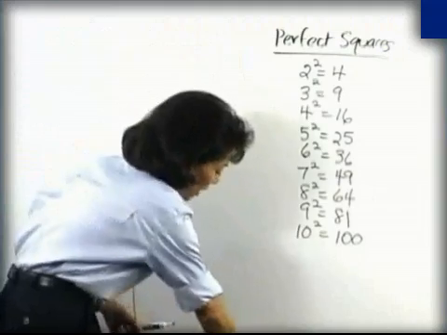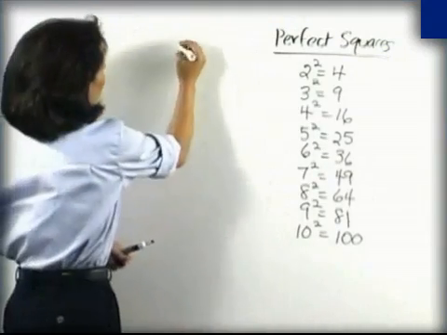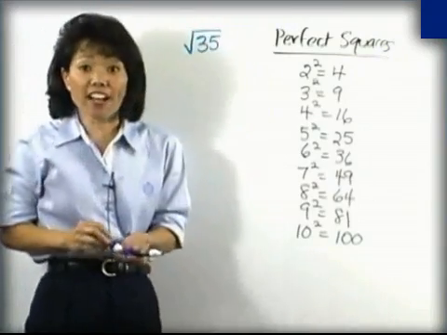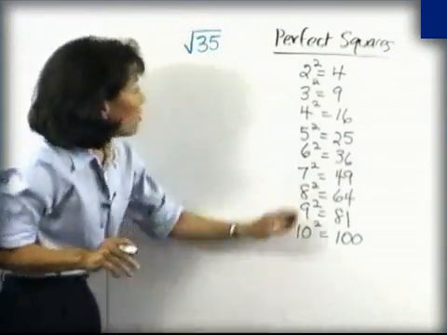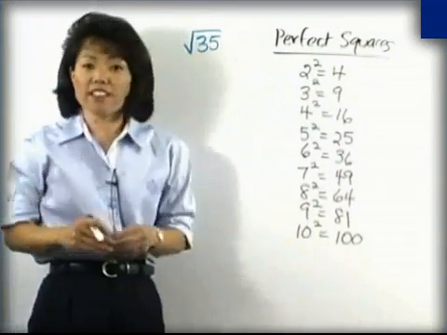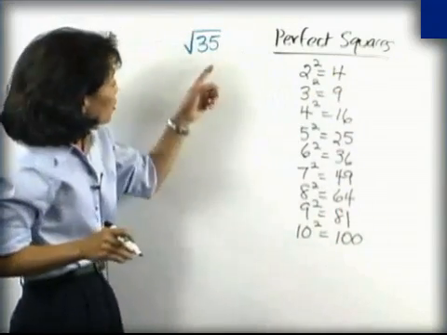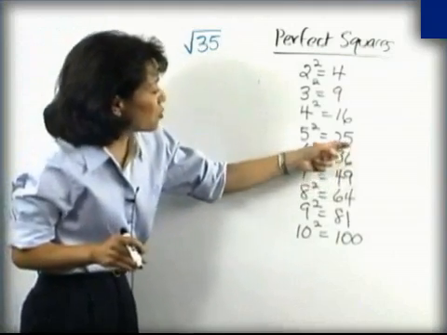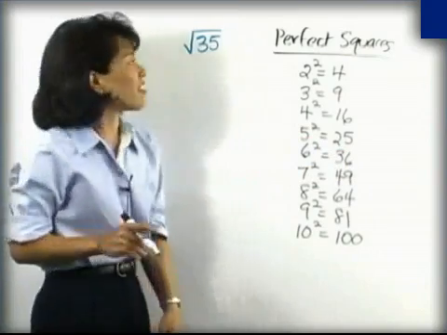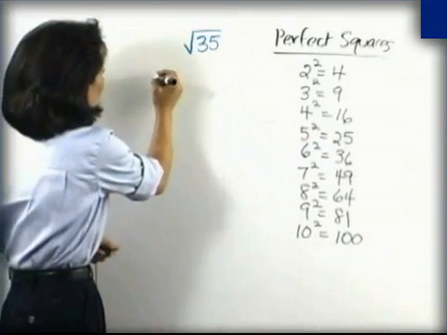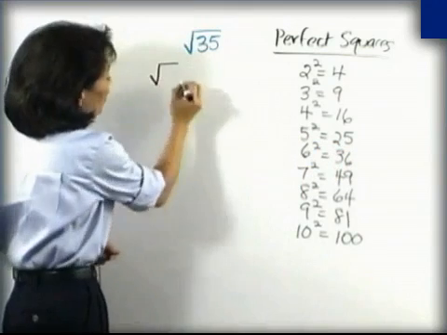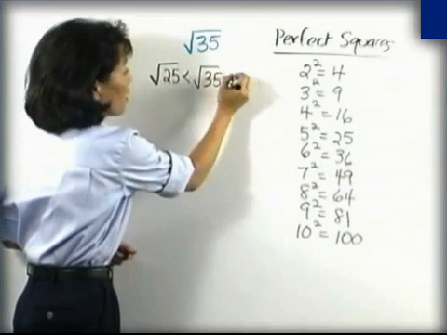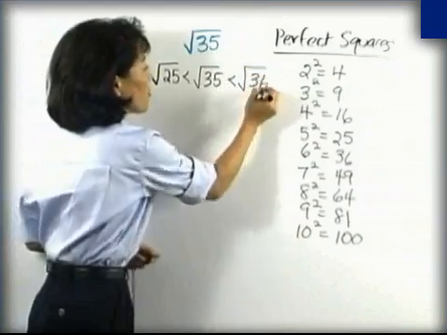Again, we're approximating the value of the square root. We want to know approximately how large is the square root of 35. Now again, 35 is not a number on our list. It's not a perfect square. But two numbers above and below 35 would be 36 and 25, both perfect squares. So I'm going to say that the square root of 35 is bigger than the square root of 25, and it's less than the square root of 36.